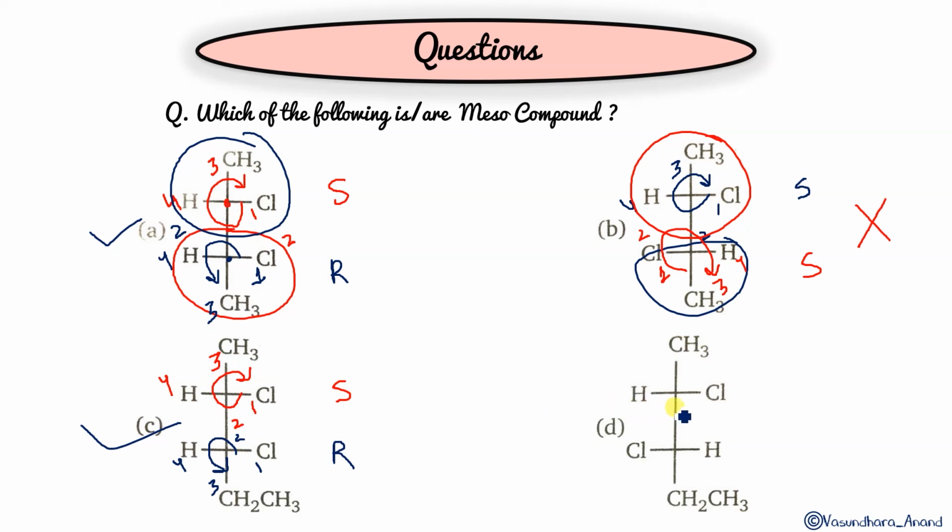Now check this. This is 1. This whole part is 2. Niche 2 aa jayega. Here it is 3 and here it is 4. So just move 1, 2, 3.